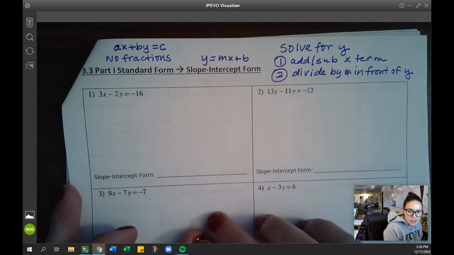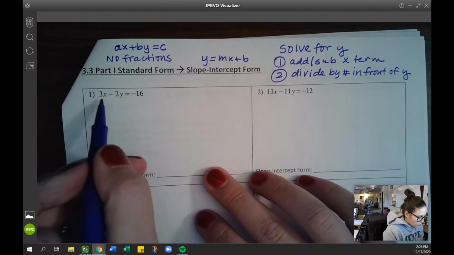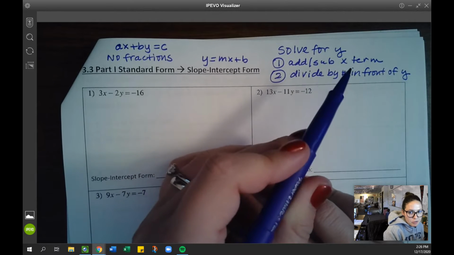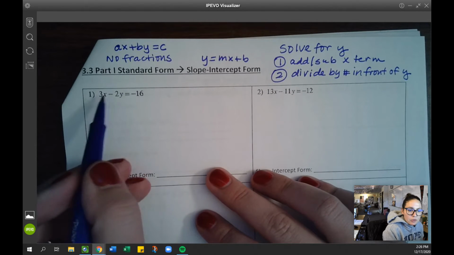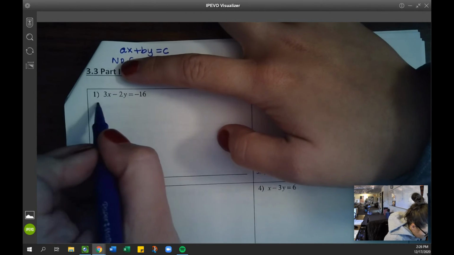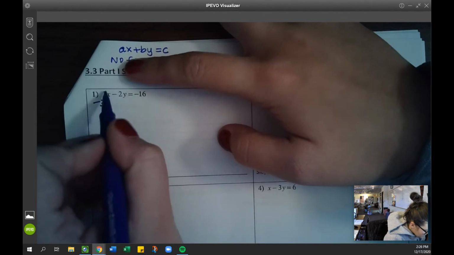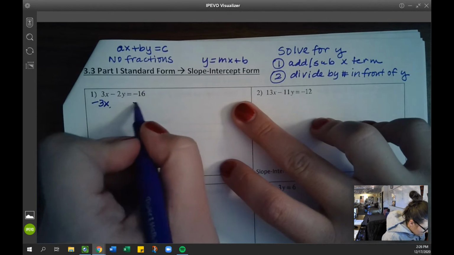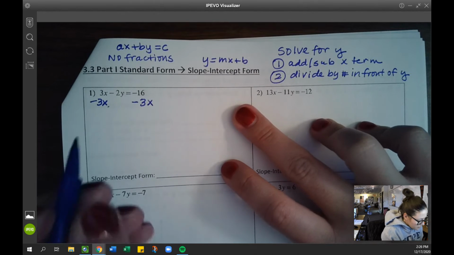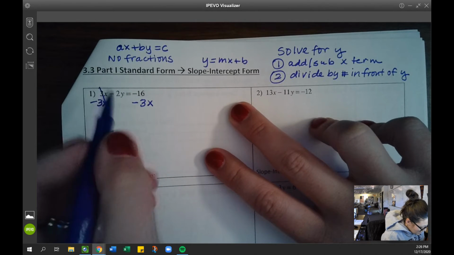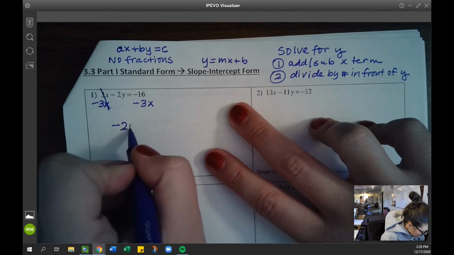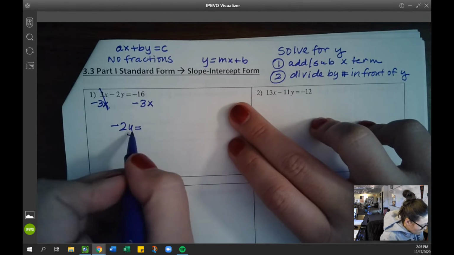Okay, so let's try an example here. So I have 3x minus 2y equals negative 16. So step 1 is to add or subtract the x term. So I have 3x here. I want 0 x's. So I am going to subtract 3x. And if I subtract 3x here, I have to subtract 3x over here. So that goes away. And make sure that you keep that negative with the y. So we have negative 2y.